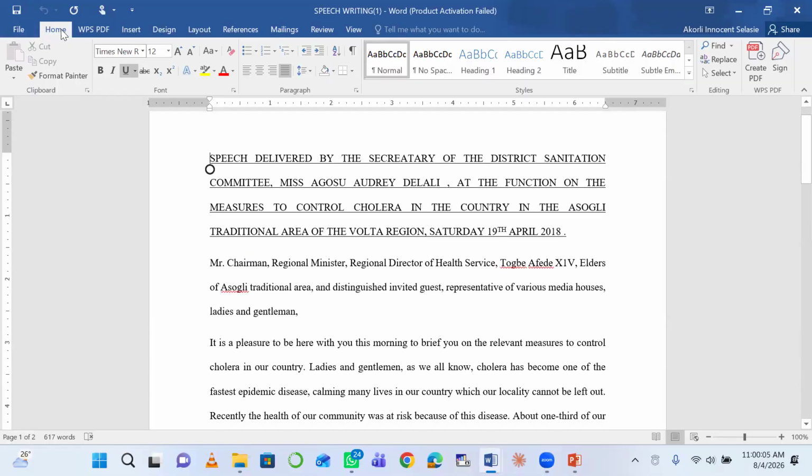Speech delivered by the Secretary of the District Sanitation Committee, Ms. Agosu Audrey Delali, at the function on the measures to control cholera in the country in the Asogli traditional area of the Volta region, Saturday, 19th April 2028. Mr. Chairman, Regional Minister, Regional Director of Health Services, Togbi Apede, the 15th, or 14th. Elders of Asogli traditional area, and distinguished invited guests, representatives of various media houses, ladies and gentlemen.